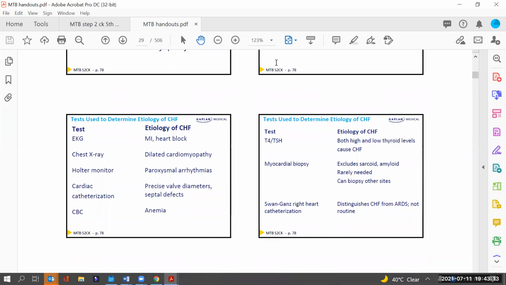So again, if you want to know the causes of congestive heart failure, say, if you want to know whether MI was the reason for the presentation of congestive heart failure, you can go for the ECG. Of course, in ECG you will find changes and you will get to know that maybe the patient has undergone myocardial infarction and that leads to congestive heart failure. Or if you want to rule out that the patient is having dilated cardiomyopathy, you will go for the chest X-ray.